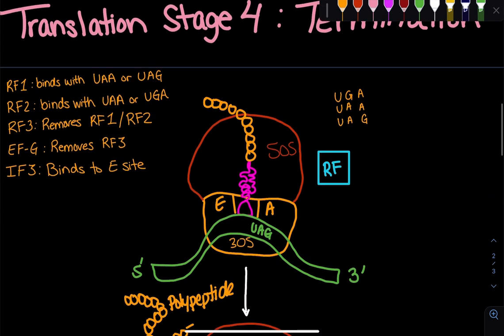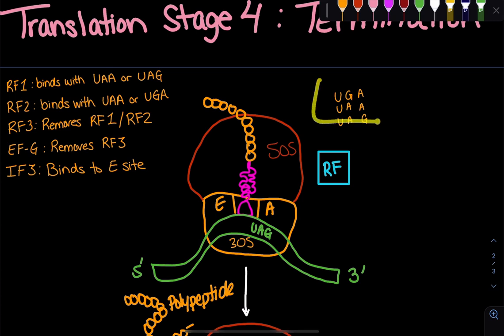So if this is our 50S subunit and this is our 30S subunit, and the mRNA is over here, the code in mRNA is written in the 5' to 3' direction. So the code is read from the 5' to 3' direction, and each codon represents 3 nucleotides. And when we reach a stop codon, that is going to signal termination.